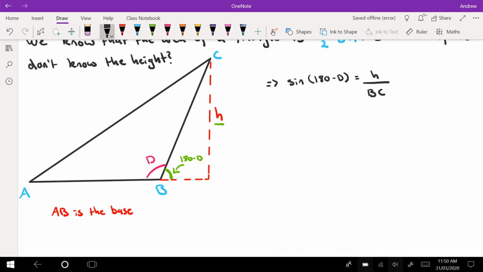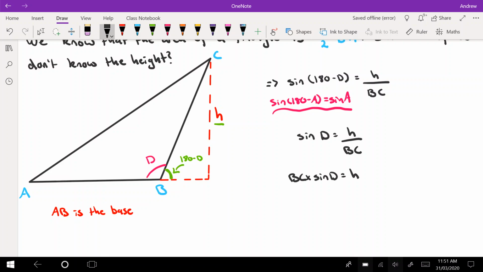Well, do you remember from yesterday that the sine of 180 take A equals the sine of A? Remember that rule that we worked at the end of yesterday's notes? So I can say that this is actually equal to the sine of D is equal to height over BC. And in turn, BC times the sine of the angle D equals the height.